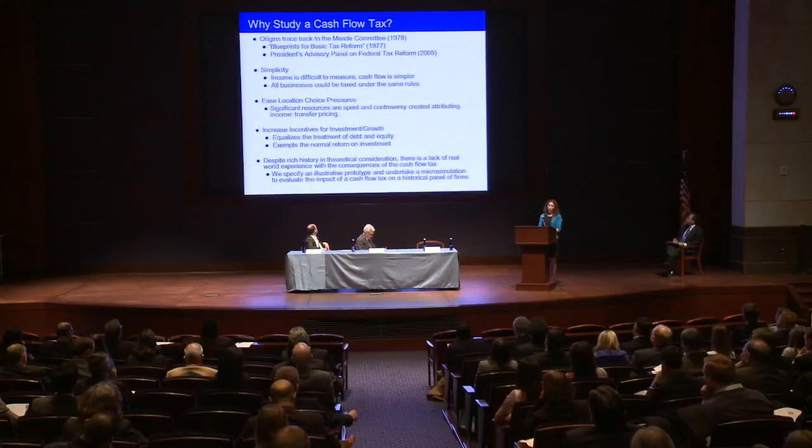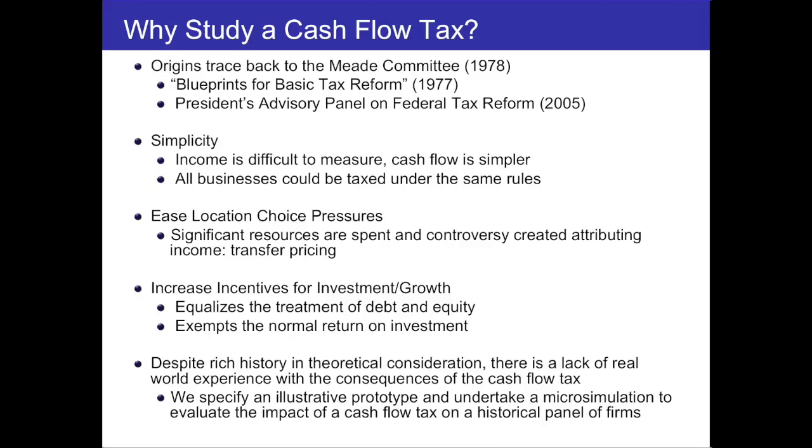So why do we think about a cash flow tax? That's not the only option out there. Income is broadly difficult to measure and subject to a lot of gaming on the part of corporations. So cash flow is a simpler way to go. And then the idea would be eventually that all businesses and not just corporations would be taxed under the system, although what we're going to consider right now is just going to be subchapter C corporations.